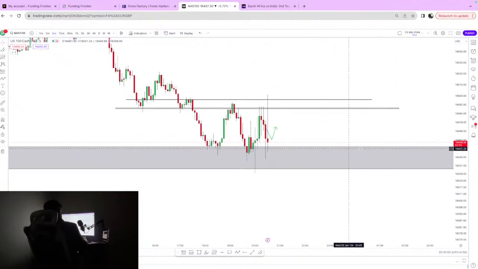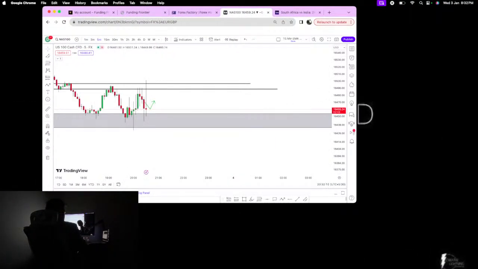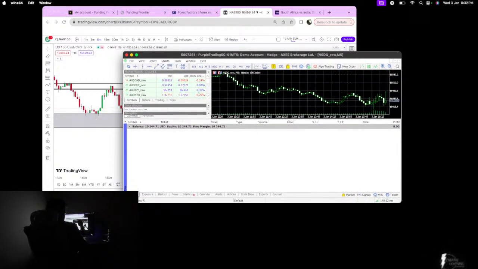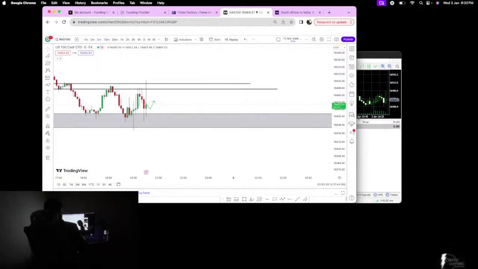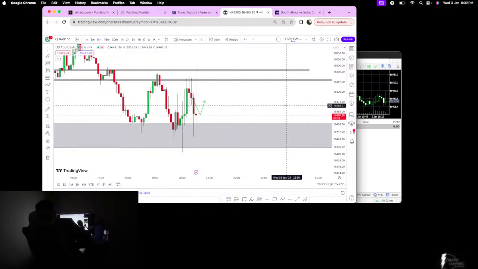So if this red candle is closing below, I'll open the trade for sell side. I'm pretty confident for this sell side trade. Let's see if market supports us or not.